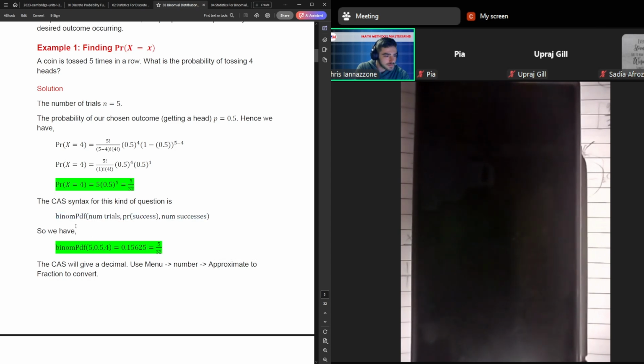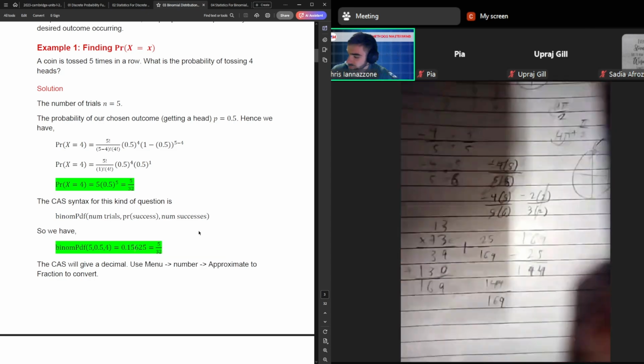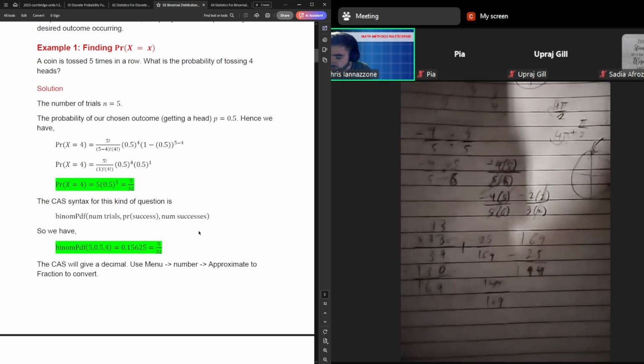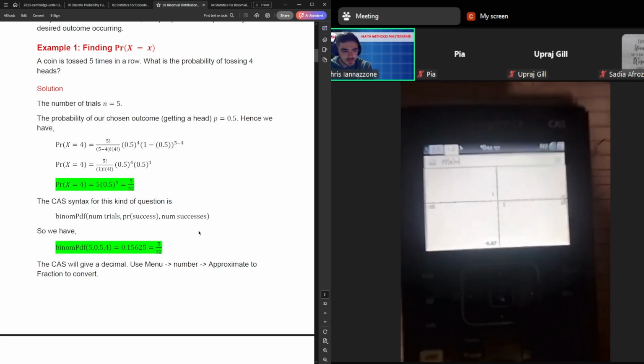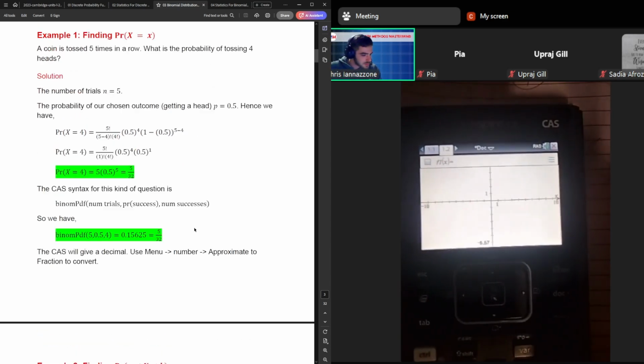CAS syntax. CAS can solve this. The syntax is just give n, give p, and then give little x. At least on the TI Inspire, it looks exactly like this. It will give you a decimal, so feel free to grab a copy of that and then grab a copy of this and then hit enter again. To demonstrate that, I'll show on the TI Inspire first, and then see if I can find where I put it on the Casio.